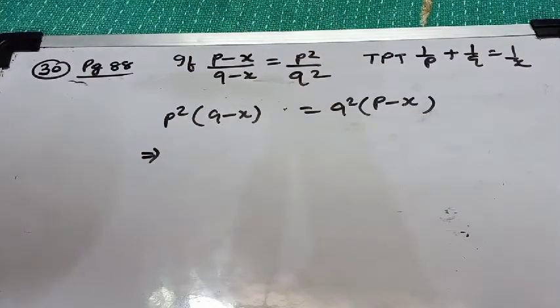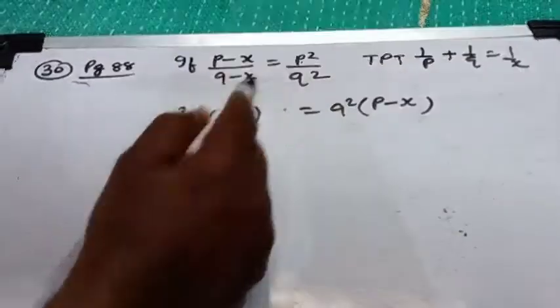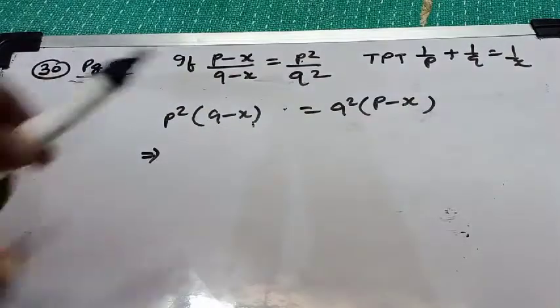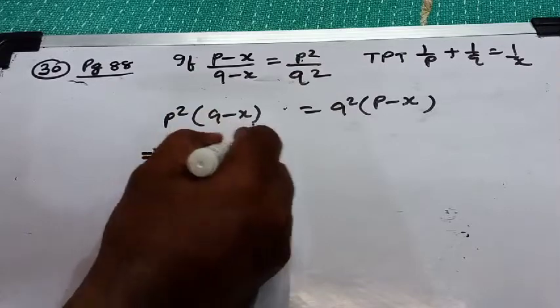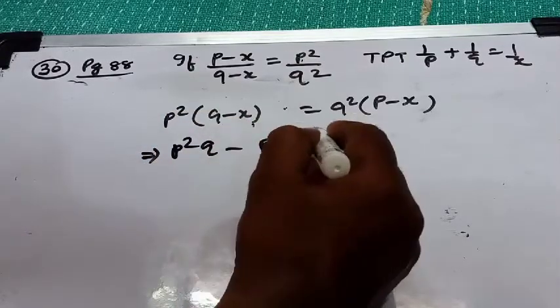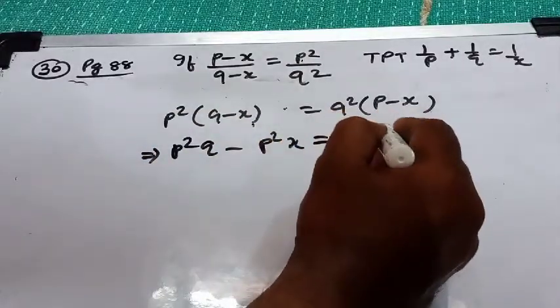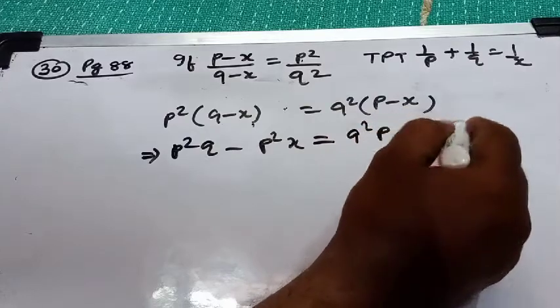So what we'll do, first we'll do cross multiplication. P square is multiplied to Q minus X, and Q square will be multiplied to P minus X. So it will be P square Q minus P square X. It will be Q square P minus Q square X.